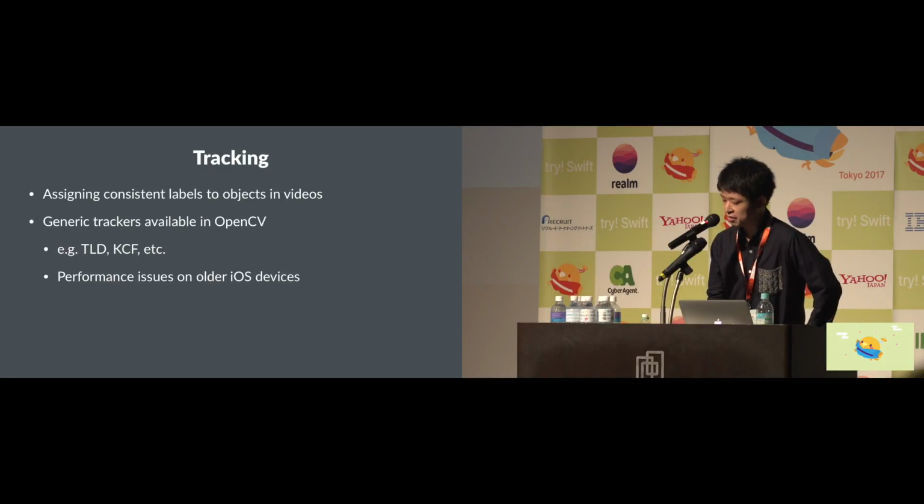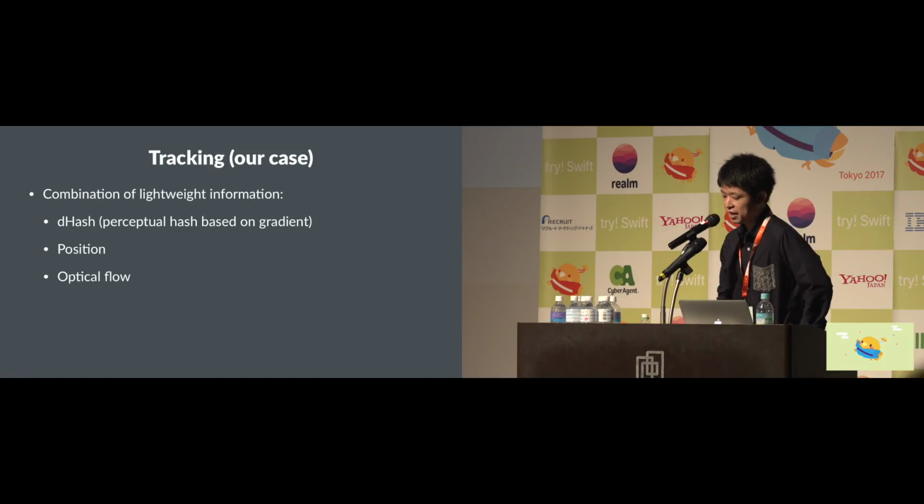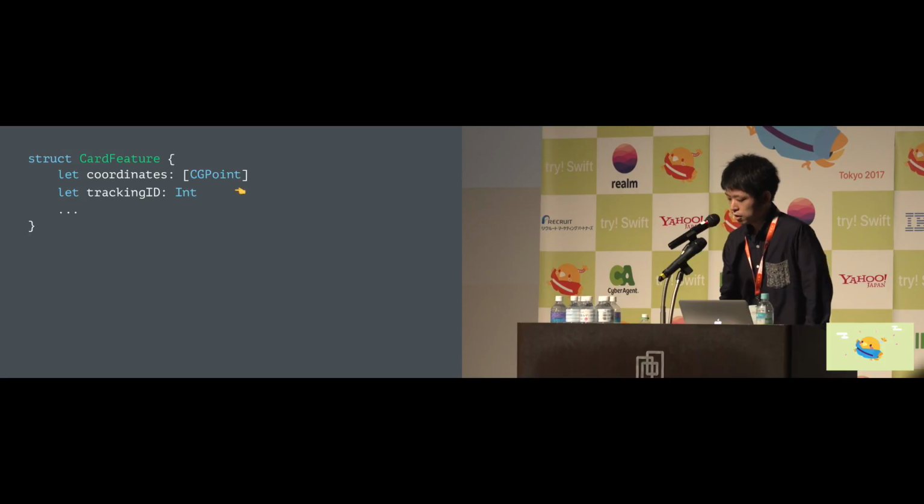Tracking is to assign consistent labels. There are generic algorithms available in OpenCV, which is a computer vision library. We tried them, but we found performance issues on some iOS devices. So we decided to build a tracking logic by ourselves, combining these 3 pieces of information. I don't have time to explain them in detail, but the point is they are comparatively lightweight and fast. dHash was a good one, by the way. And thanks to tracking, now we have better card features tracked. The only difference is it has a tracking ID now, but this is indispensable.